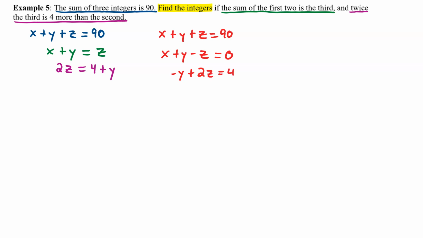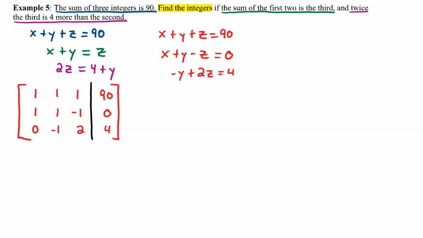So now these are in the order we need them in to be able to set them up in that augmented matrix and solve. So if we construct our matrix, in that first row we have 1x plus 1y plus 1z equals 90. Our second row, 1x plus 1y minus 1z equals 0. And then that very bottom row, we don't have an x, so that is 0x minus 1y plus 2z equals 4. And then separating our constants, we get that augmented matrix.